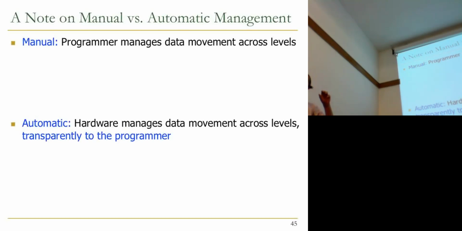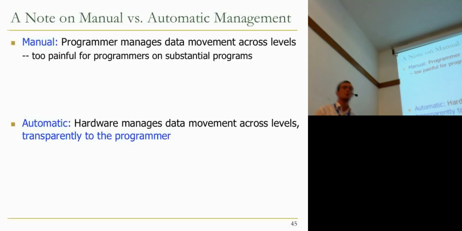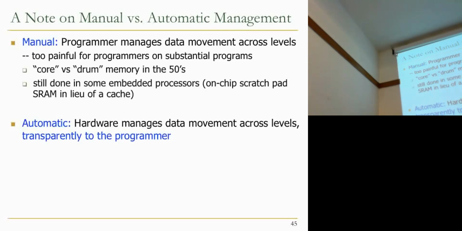Okay, very briefly, a note on manual versus automatic management. This is again orthogonal to what we will cover, but it's also good to keep in mind. Basically, in manual management, the programmer manages data movements across these levels. You have this cache and main memory. Who puts data into the cache? This is too painful for most programmers on substantial programs, and going forward, as systems become much more complex, I believe this will become even more painful. But people do this. This has been done for a long time. In the 50s, there was core versus drum memory, and the programmer managed the core memory. This is still done in embedded processors, but increasingly, even embedded processors are moving into automatically managed caches.